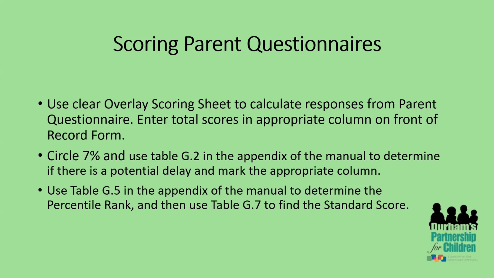So you'll use the clear overlay scoring sheet to calculate the responses from your parent questionnaires. Enter the total scores in the appropriate column on the front of the record form. Then circle 7% and use table G.2 in the appendix of the manual to determine if there is a potential delay and mark the appropriate column. Use table G.5 in the appendix of the manual to determine the percentile rank, and then use table G.7 to find the standard score.